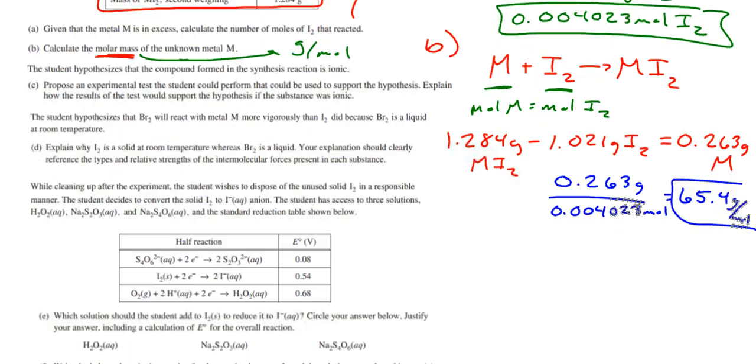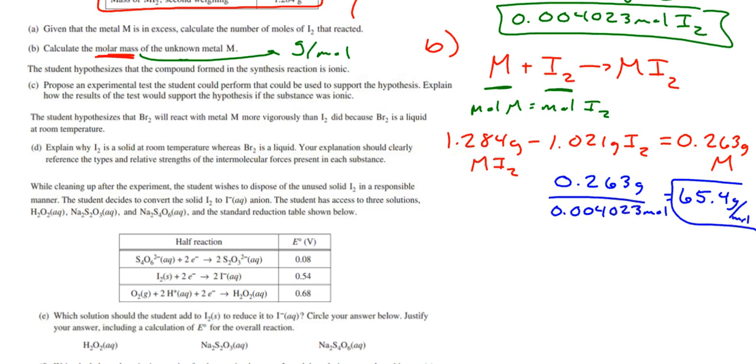The student hypothesizes that the compound formed in the synthesis reaction is ionic. So they're saying that MI2 is ionic. Propose an experimental test that the student could perform that could be used to support the hypothesis. Explain how the results of the test would support it. So this is what you need to do. You need to say they could do this, and this would be the result. That's what the result would be.